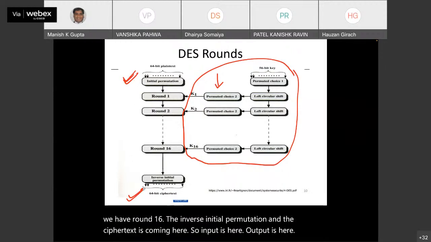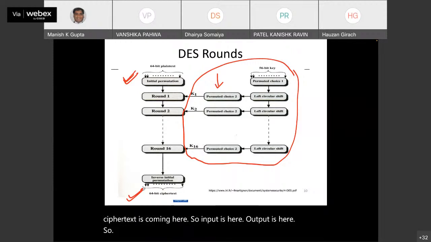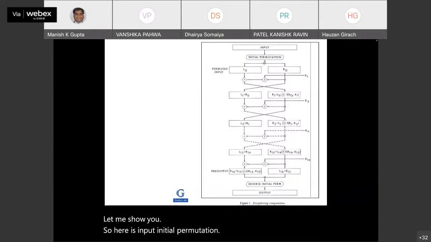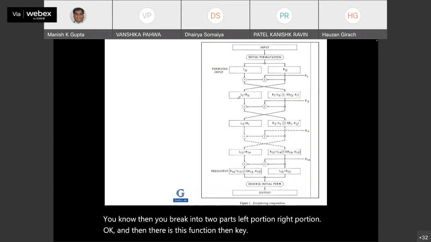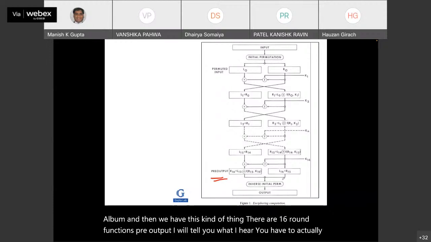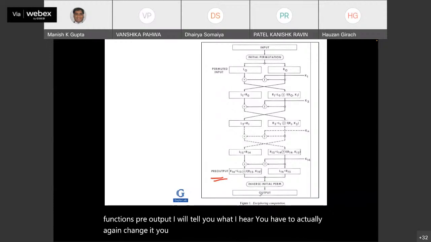So let me show you. Here is the input, initial permutation. Then you break into two parts, left portion, right portion. And then there is this function, then key, L1, and then we have this kind of thing. There are 16 round functions. Pre-output, where you have to again change it, an inverse initial permutation, and then there is an output. Now actually, what are the details here?